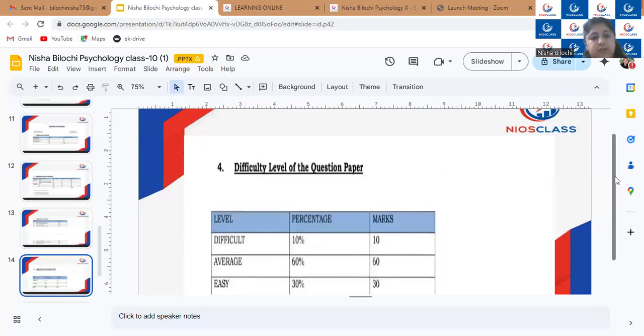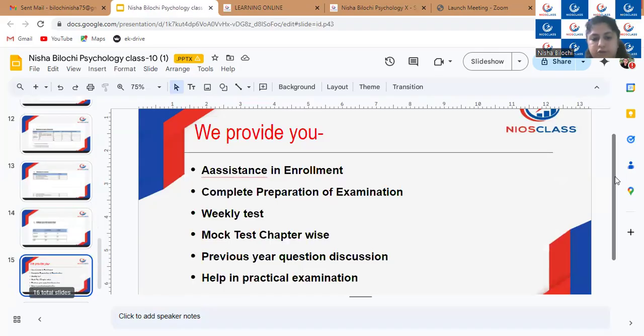If you talk about the difficulty level of your question paper, definitely it is not going to be so difficult because I'm going to assist you at each and every point. But 10% is going to be difficult, 60% is going to be average, and 30% is going to be easy. But we are not going to stand at the verge of just passing the exam. We're going to pass it with flying colors, definitely. So this is the difficulty level mentioned over here.